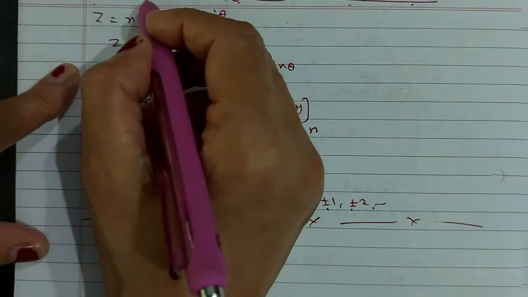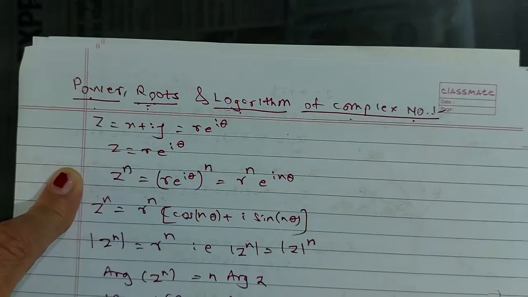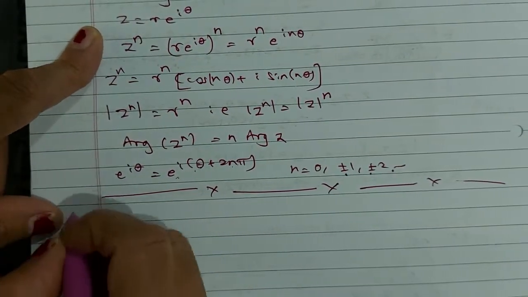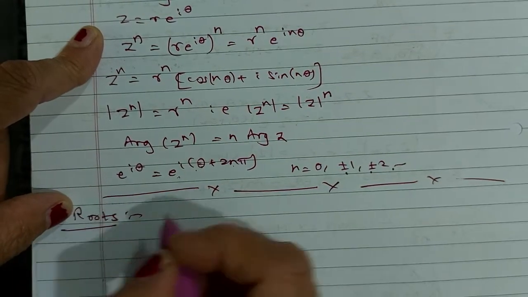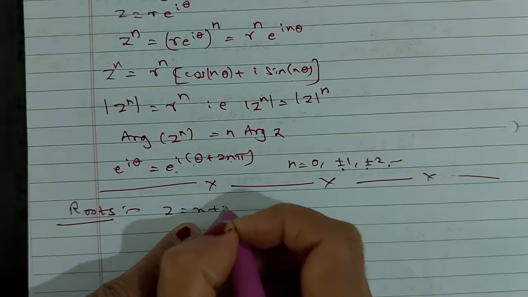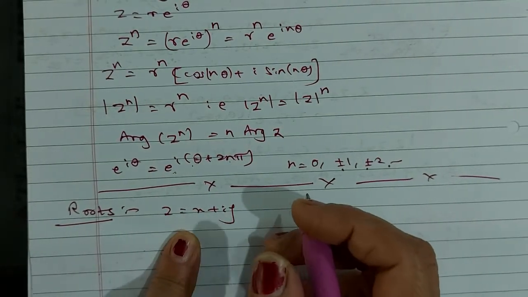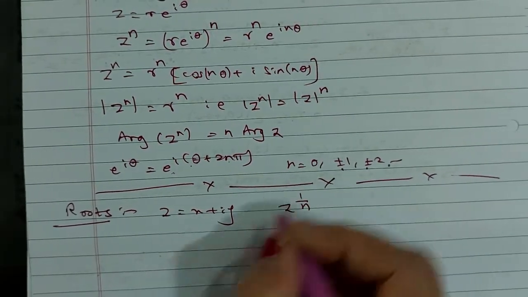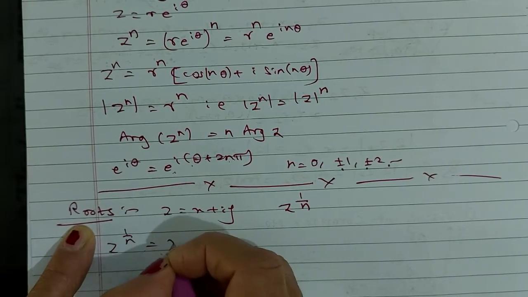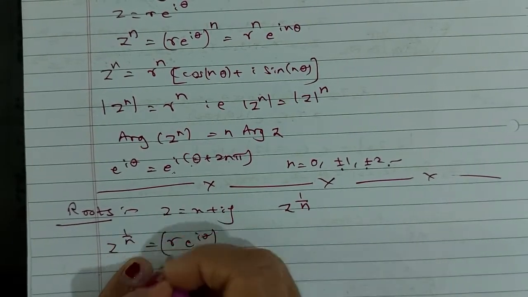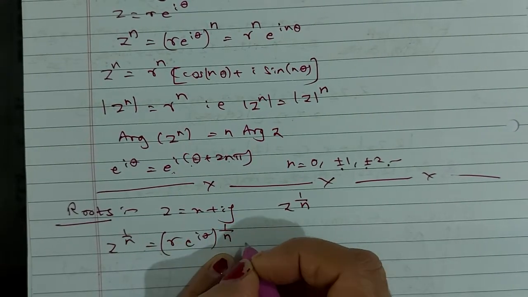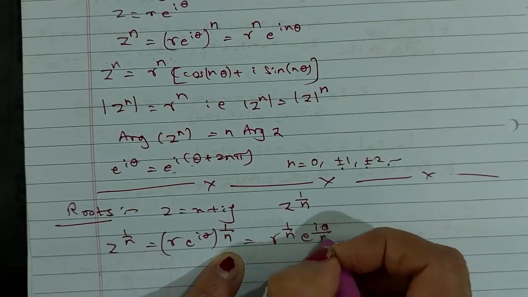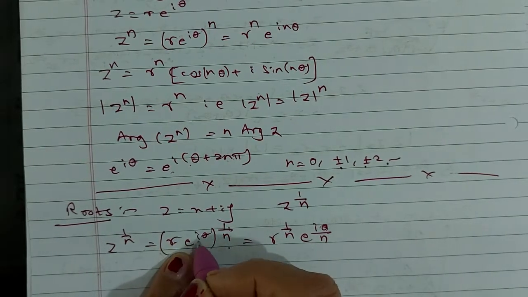Then we'll go to the second one, roots of a complex number. Roots means basically I need to know the nth root of a complex number. In determining these roots, I'll say my complex number z is equal to x + iy. I need to find the nth root of z, which will be z^(1/n). Now z^(1/n) will be (r e^(iθ))^(1/n), so this will be r^(1/n) e^(iθ/n).